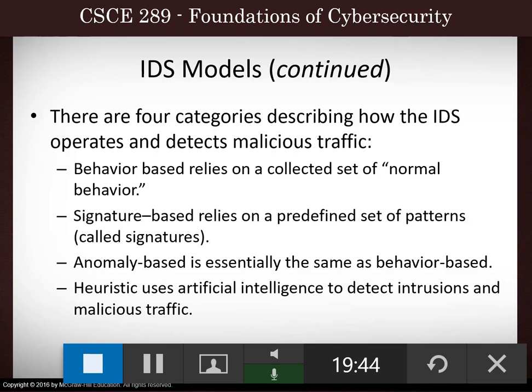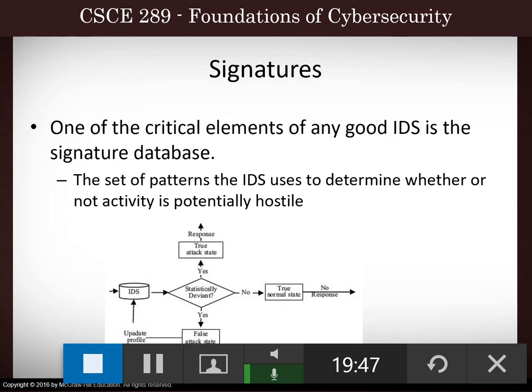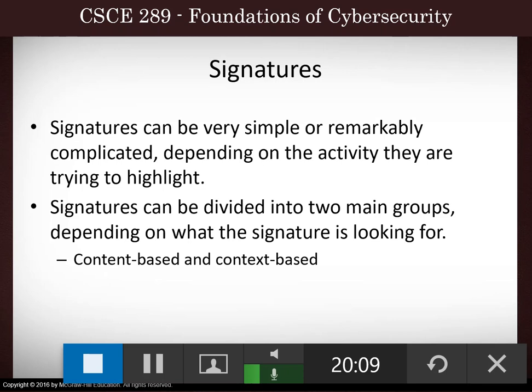And we've talked about signatures, and what we mean is, one of the most critical elements of any good IDS is a signature database. How do you find the patterns that the IDS uses to determine whether or not activity is potentially hostile? You basically have a profile, you run it through some kind of statistical analysis and come back and say, nope, good, nope, bad, whatever. It can be simple or remarkably complicated. They can be divided into two main groups that we've talked about when we did our definitions: content-based and context-based.